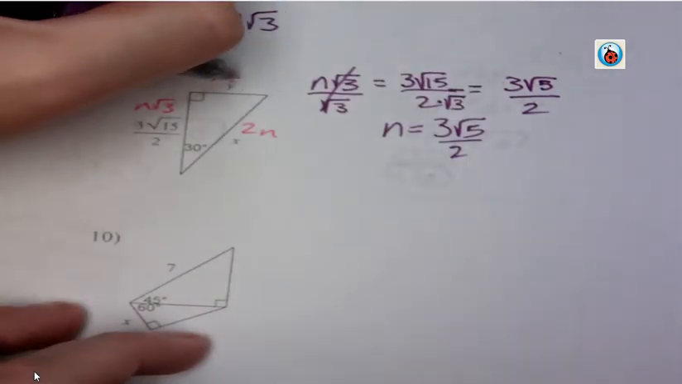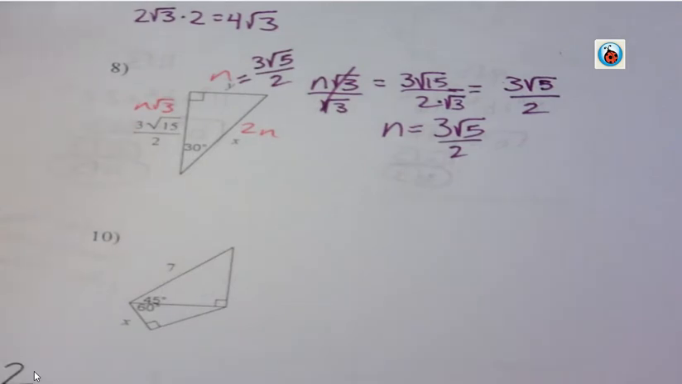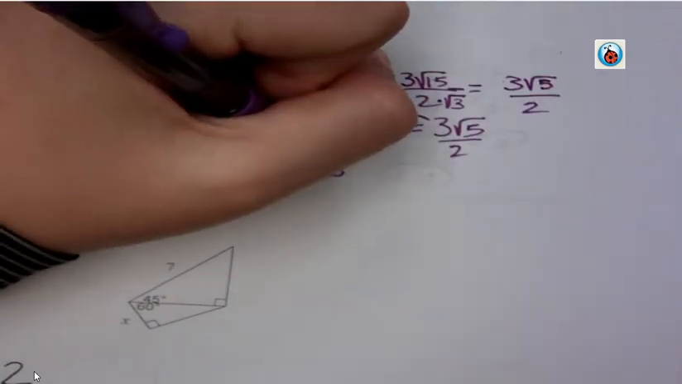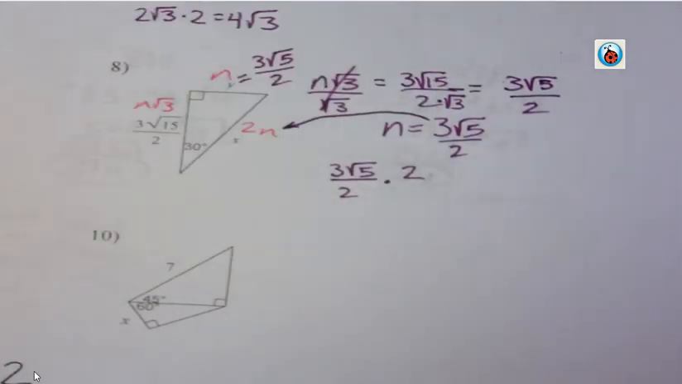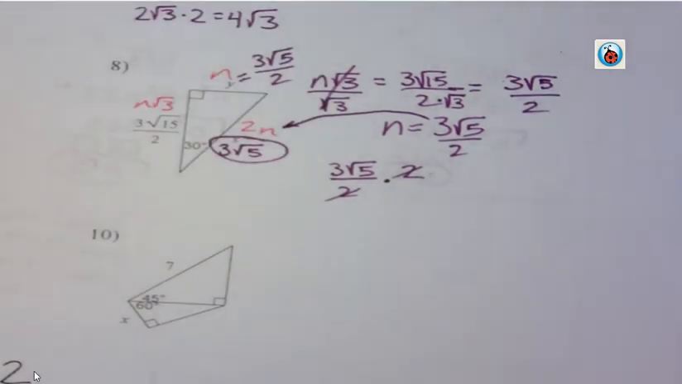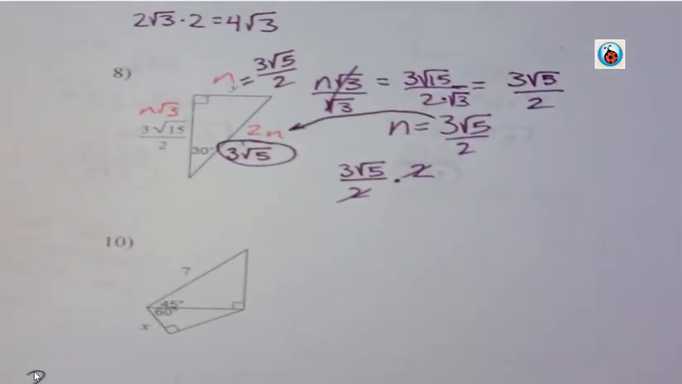So that's nice. That means this side equals 3 root 5 over 2. And then all we have to do is multiply. So plug that in there. So basically, you multiply this 3 root 5 over 2 times 2, which cancels out the 2 in the numerator and the 2 in the denominator, and you get 3 root 5 for your answer. Alright, go back, make sure you got it.